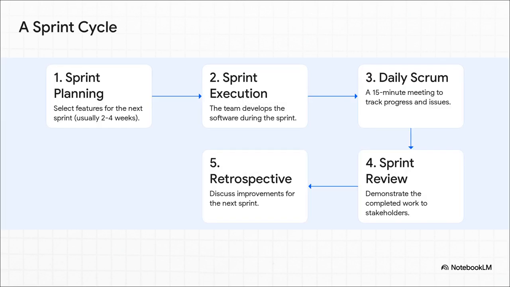So, work in Scrum happens in these short cycles called sprints, usually about 2 to 4 weeks long. At the start, the team plans what they can get done. Then they get to work. And to make sure everyone's on the same page, they have a quick 15-minute check-in meeting every single day. At the end of the sprint, they show off the actual working software they built. And then they huddle up to talk about what went well and how they can get even better for the next sprint. It's this tight, disciplined loop of constant improvement.